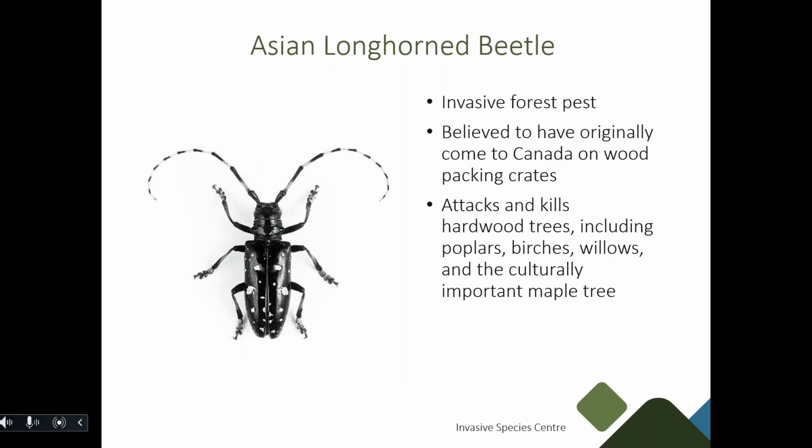Next species we're going to talk about is not currently detected in Ontario, and this is the Asian longhorn beetle. The Asian longhorn beetle is an invasive forest pest, and it's believed to have originally come to Canada on wood packing crates, and it's native to China and the Korean Peninsula. This species targets hardwood trees, and that includes poplars, birches, willows, and the very important maple tree. The beetle is typically about 2 to 4 centimeters in size, and it has no natural predators.